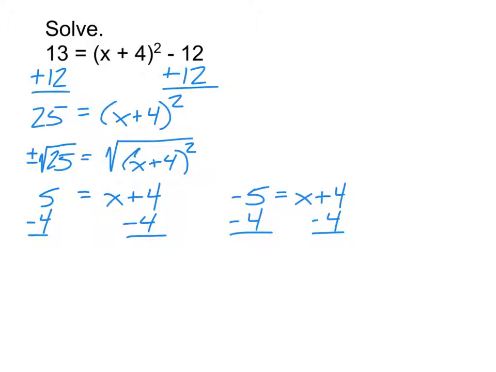All right, now we do the operation. So 5 minus 4 on the first one gives me 1. So there I got 1 equals x. On the second one, negative 5 minus 4 gives me a negative 9. So negative 9 equals x. Therefore, x equals 1 and negative 9.